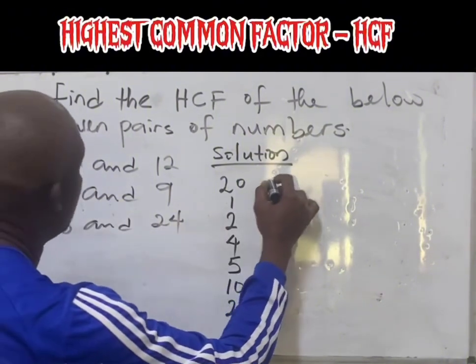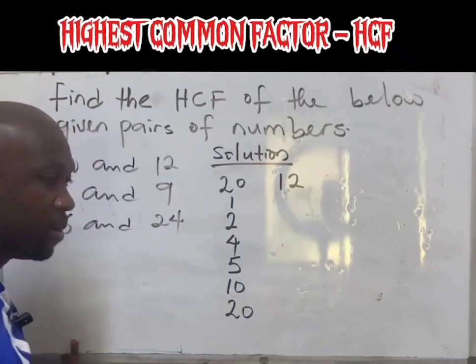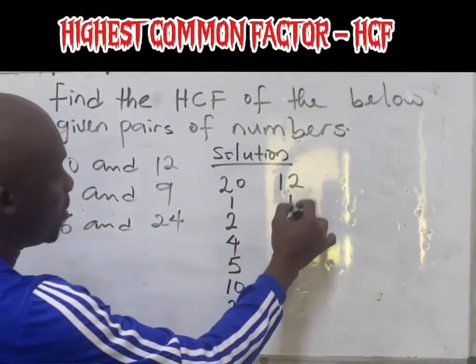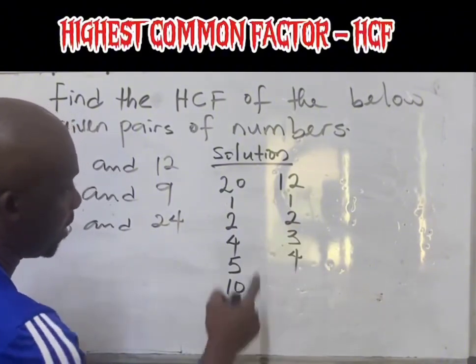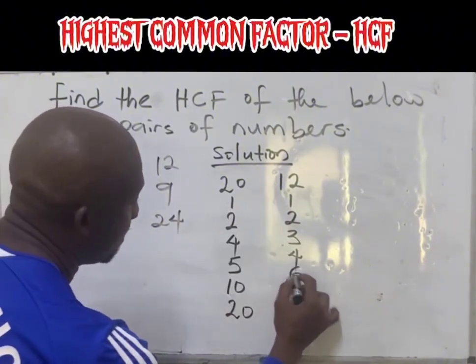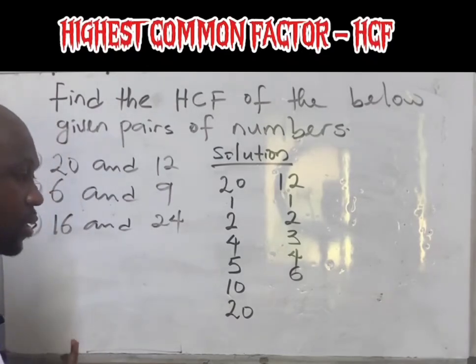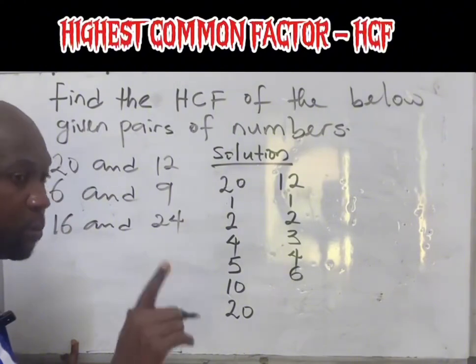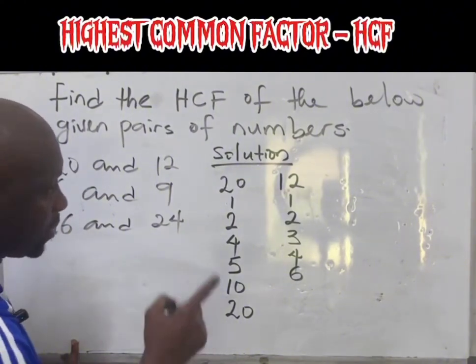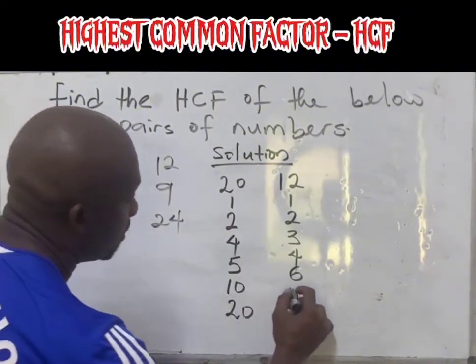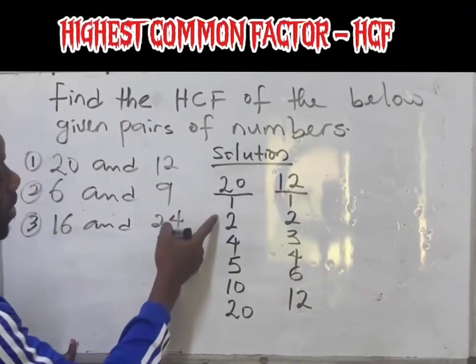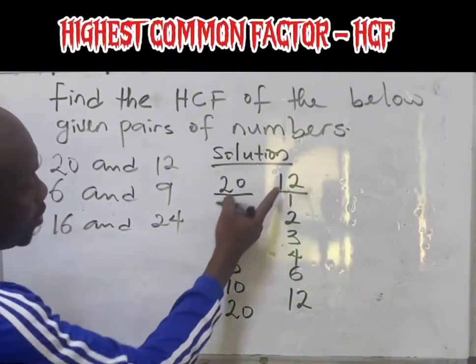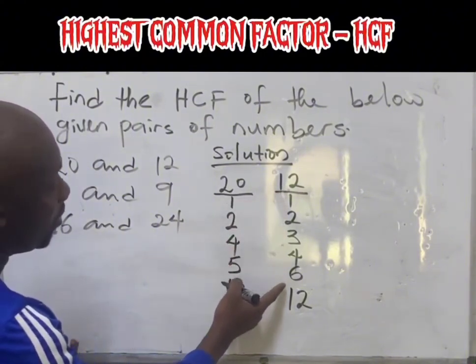All right, so let's go to 12. What are the numbers that can divide 12 without a remainder? We can say 1, 2, 3, 4. Yes, 4 can divide 12, 5 cannot. 6 can divide 12, 7 cannot, 8 cannot, 9 cannot without a remainder. They can divide, but there will be a remainder. 10 would leave a remainder, then 11 and 12. So for 20, we have 1, 2, 4, 5, 10, and 20. And for 12, we have 1, 2, 3, 4, 6, and 12.